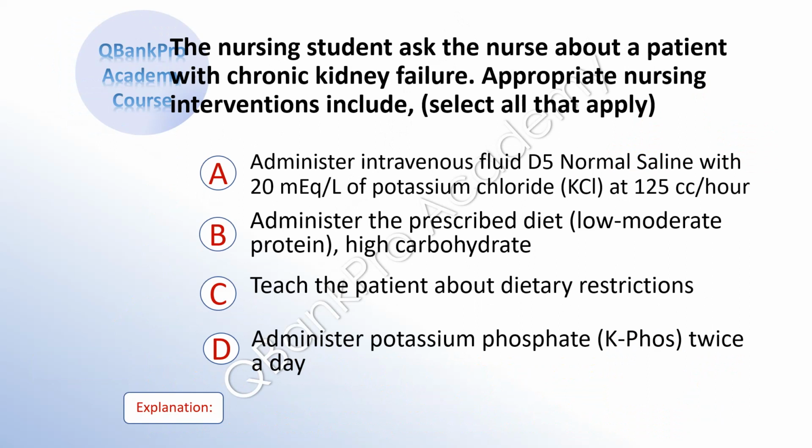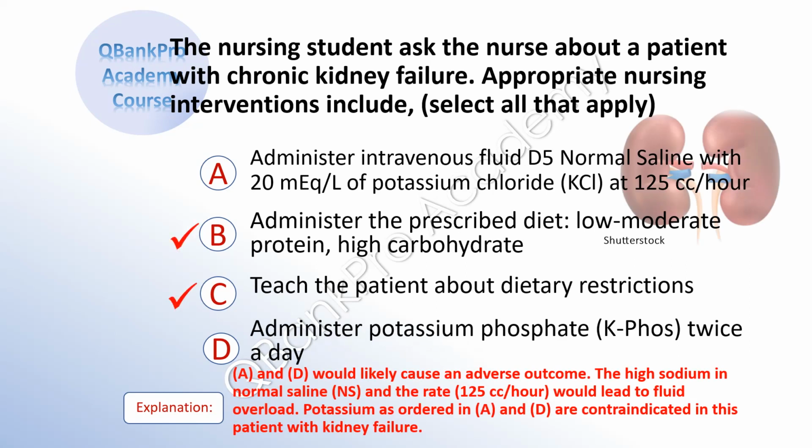The nursing student asked the nurse about a patient with chronic kidney failure. Appropriate nursing interventions include: select all that apply. A. Administer intravenous fluid D5 normal saline with 20 milliequivalents per liter of potassium chloride at 125 cc's per hour. B. Administer the prescribed diet, low to moderate protein, high carbohydrate. C. Teach the patient about dietary restrictions. D. Administer potassium phosphate, K-phos, twice a day.